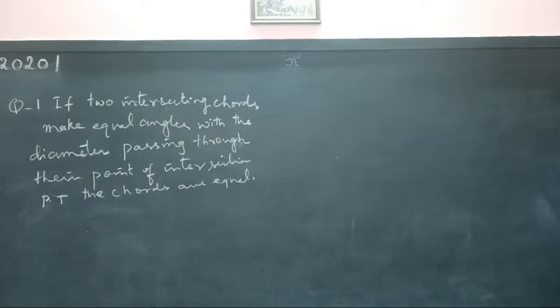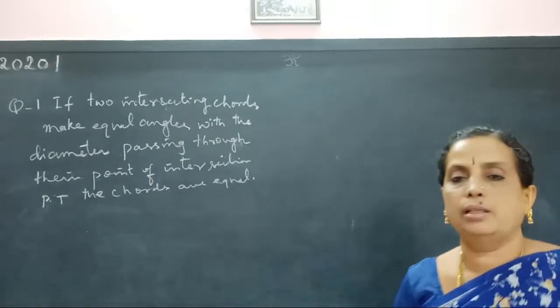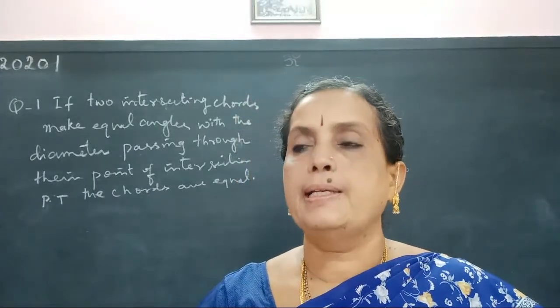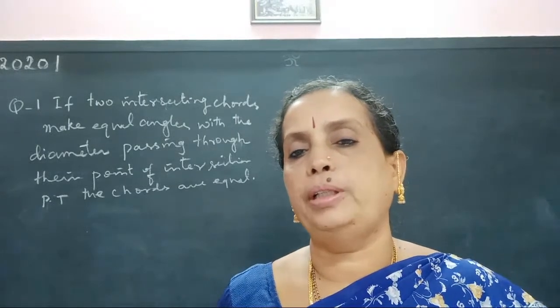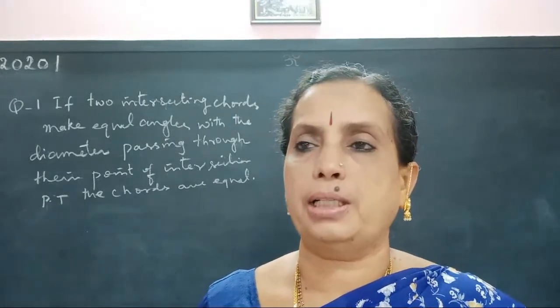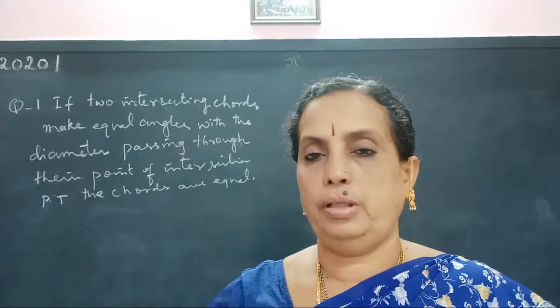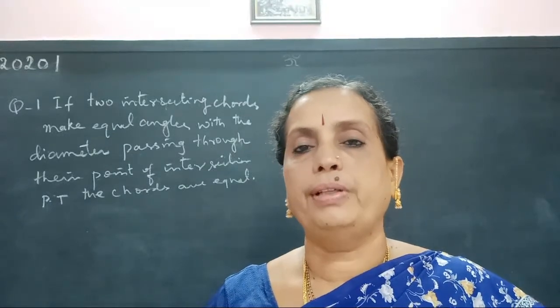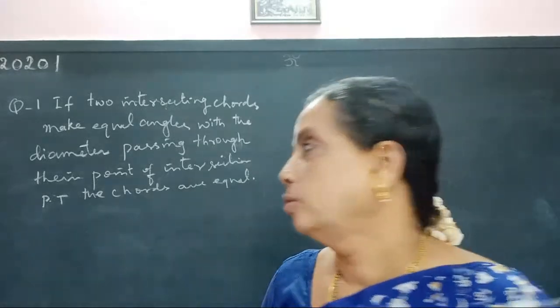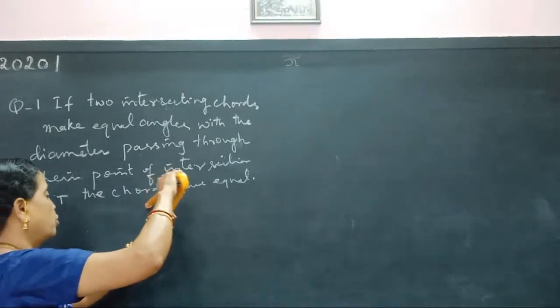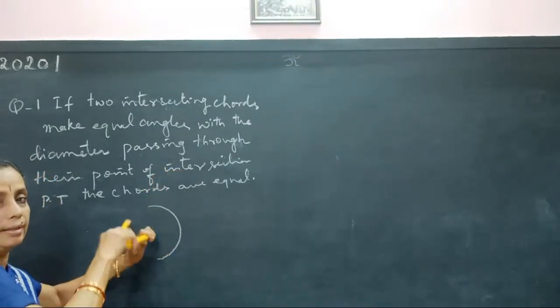It is given two chords are intersecting each other inside the circle, and the line passing through the point of intersection, which is the diameter of the circle, makes equal angles, then the chords are equal. The same figure with the converse we have proved earlier. Now we have this question. Take the question, and below the question draw the figure.